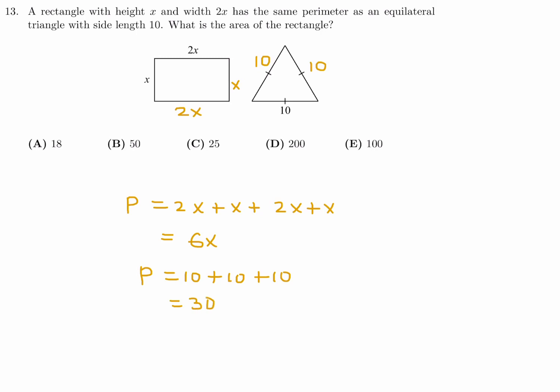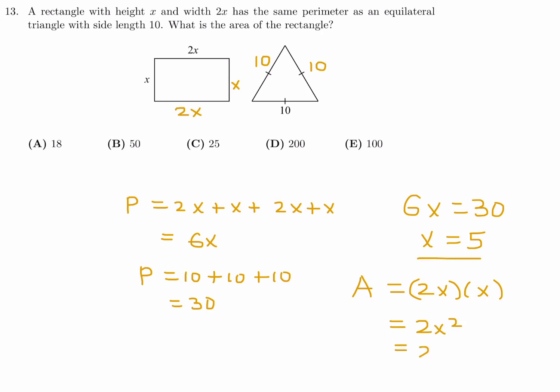And they're saying that those two perimeters are equal. So this is equal to that. So 6x is equal to 30. And therefore x will be 5. So what do they want? The area of the rectangle. Okay, area of the rectangle is 2x times x, which is 2x squared. Substitute x equals 5, and you get 2 times 5 squared, which is 50. So number 13, the answer is B.